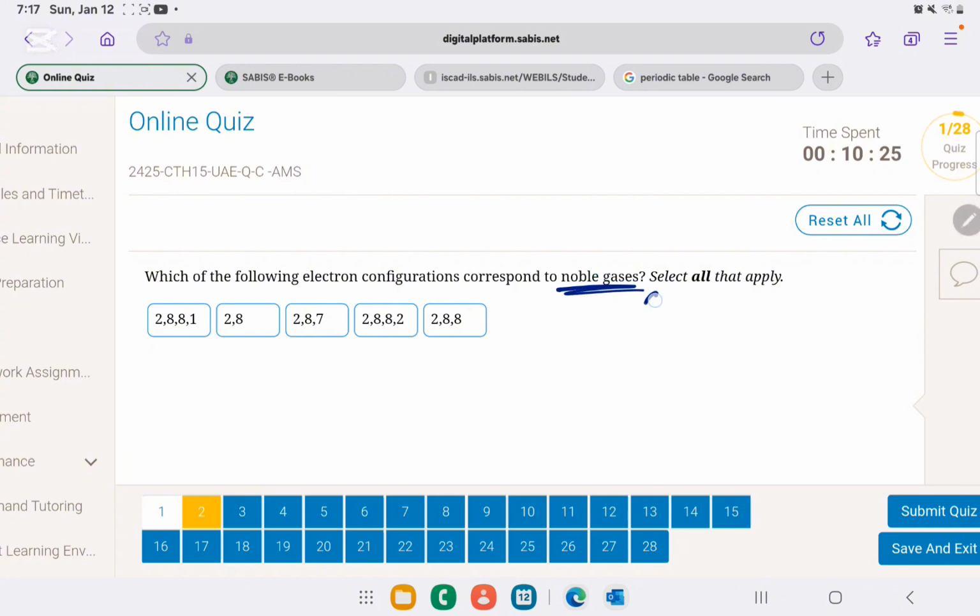So now how can I know which electron configuration belongs to a noble gas? Again, noble gases are group 8, and we said that the last number in the electron configuration corresponds to the group number. So we just need to find an electron configuration that ends with 8. So not the first one, second one, not the third one, not the fourth one, the last one. Okay?